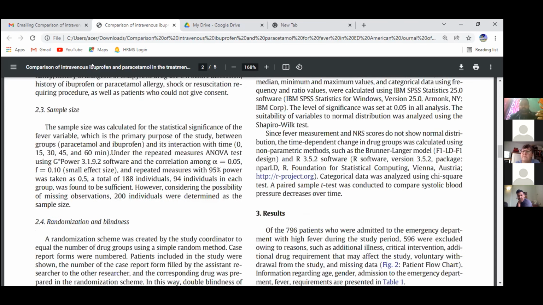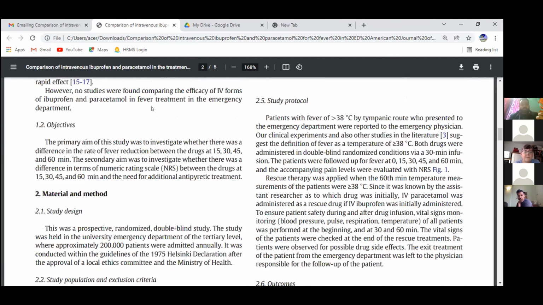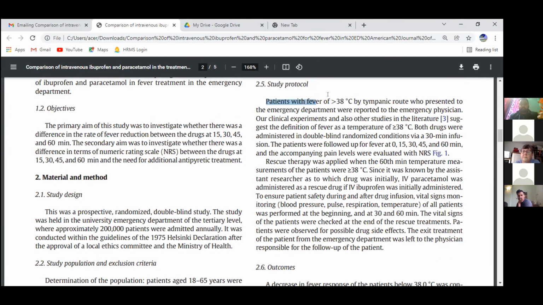So as I think I explained this point earlier, you can see that in both the groups of patients, their temperature was measured by the tympanic route, and also similarly, at the last, the exit treatment of the patient from the emergency department was left to the physician responsible for the follow-up of the patient. And this means that after the initial intervention from both the drugs, the concluding decision was left to the physician, which I don't think is explained well in this study.